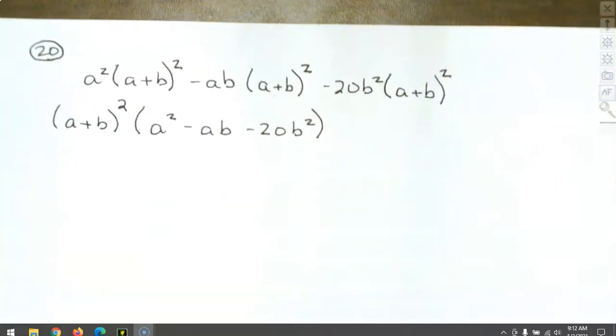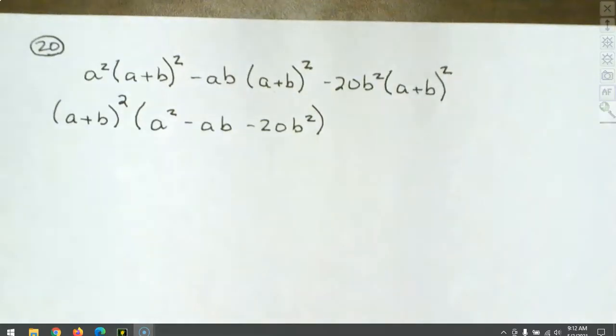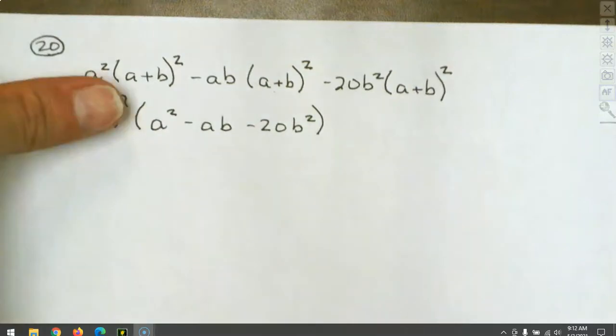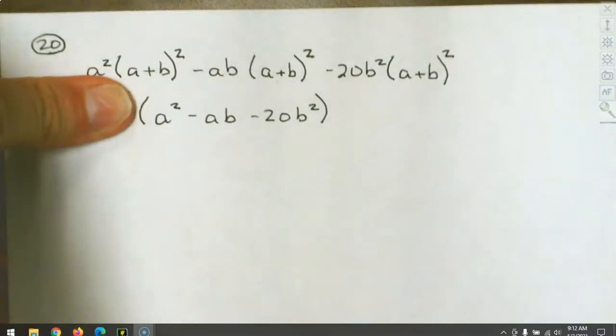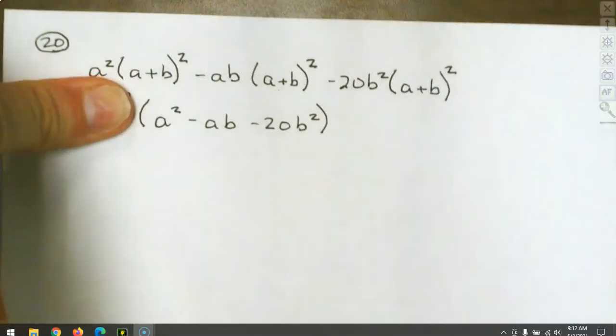So we factored out that a plus b squared. So that is gone, right? We don't have to worry about that anymore. It's factored out in front. All it does is drop down. So don't worry about that at all. If you need to, just cover it up just like that. So look at what we've got left.